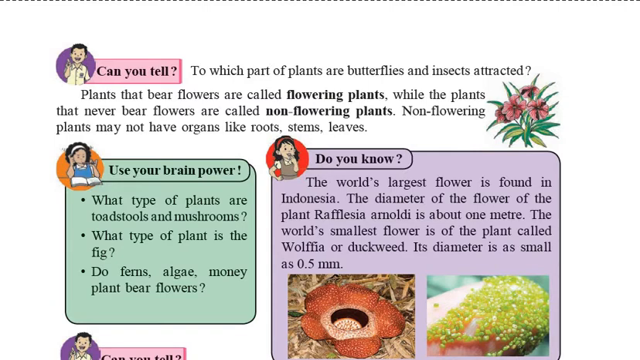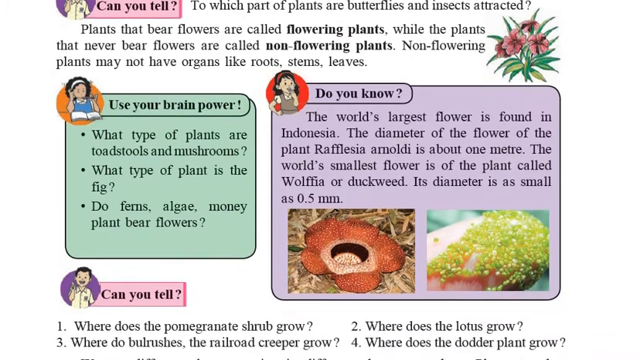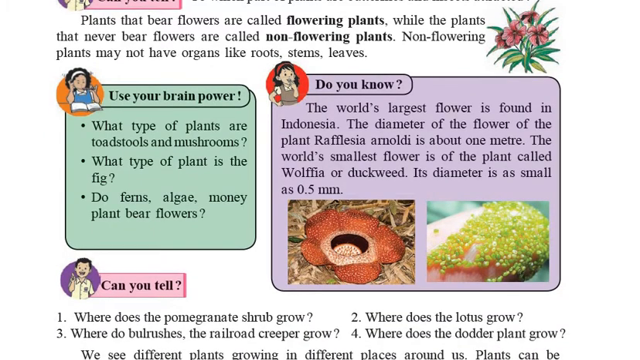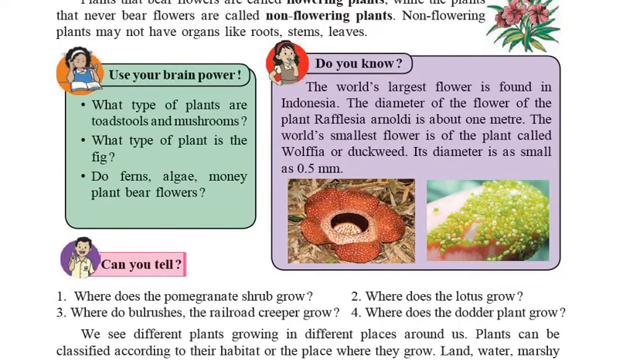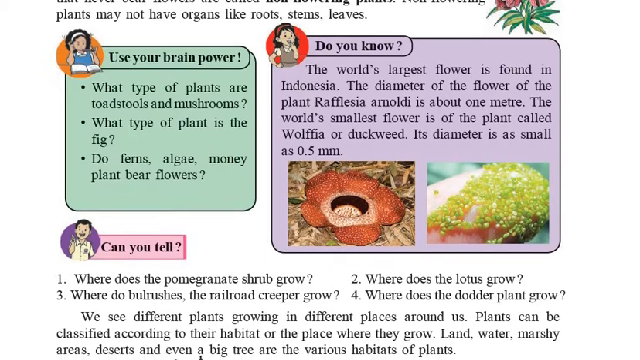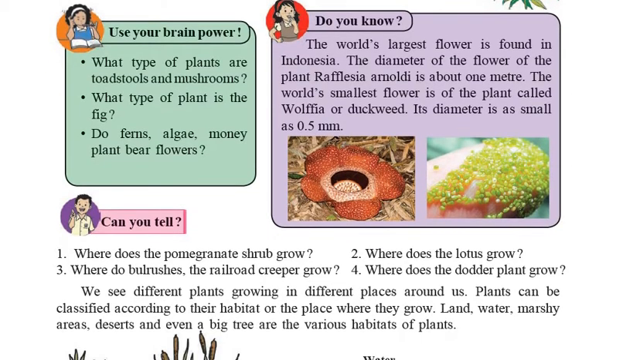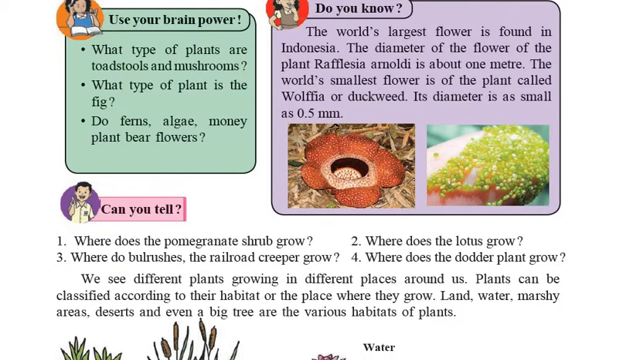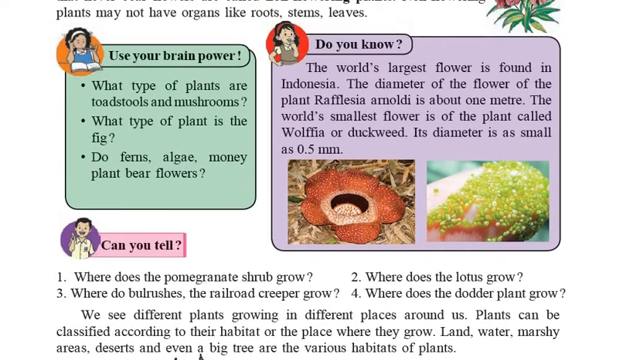Plants that bear flowers are called flowering plants, while the plants that never bear flowers are called non-flowering plants. Non-flowering plants may not have organs like roots, stems, leaves. Use your brain power. What types of plants are toadstools and mushrooms? What type of plant is the fig? Do ferns, algae, money plant bear flowers?